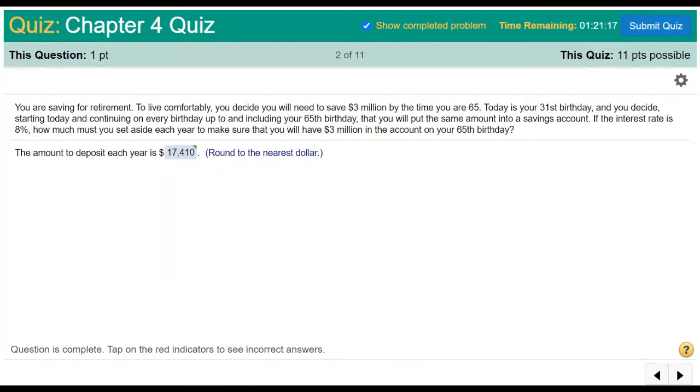Round to the nearest dollar. If it's 410 or 409.97, you make it 410, right? You round it up.